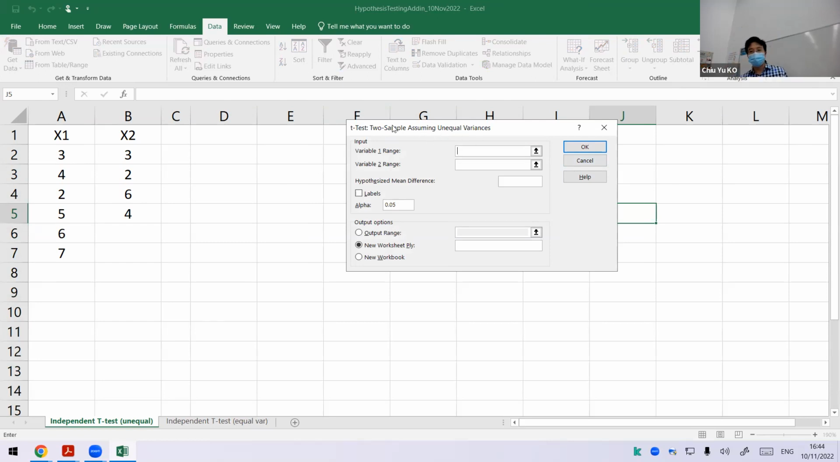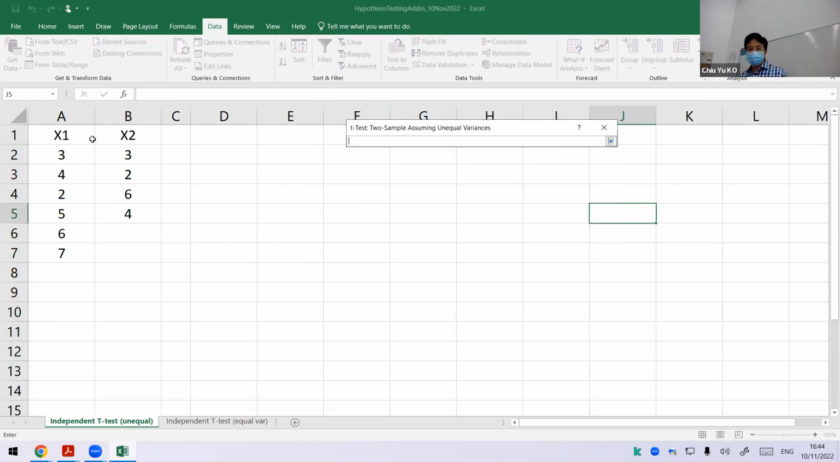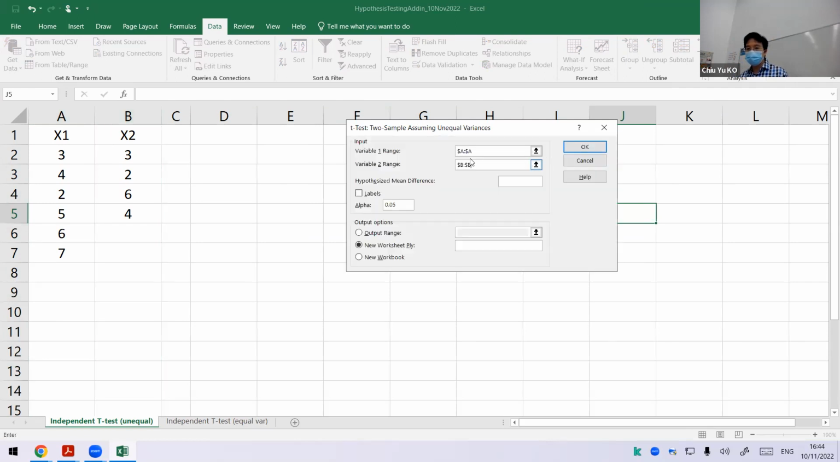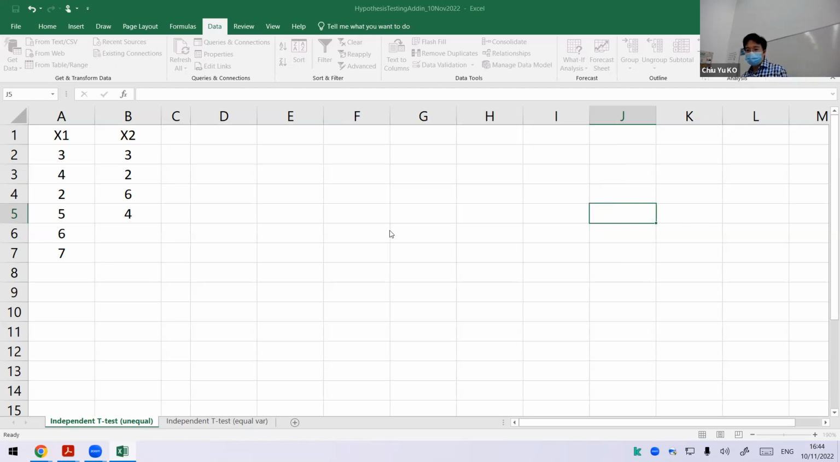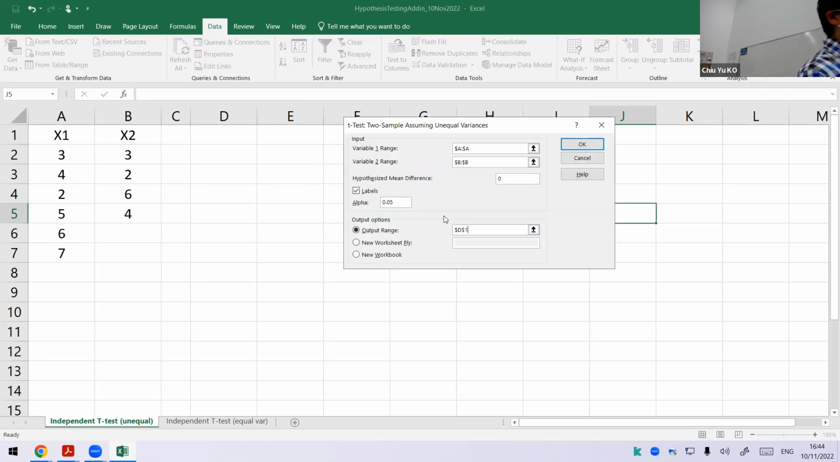So it's unequal variance. I would choose column A, and also column B here. Is that clear? Variable 1 is column A, and then column B. Actually, same thing, right? And then I tell it the hypothesized mean difference is 0, and I have a label there. And that's it, and I tell it where to put the output. Is that okay for this entry? So you tell it the first column, the second column, the mean difference is 0, and that the data has labels, because the first row holds the labels.